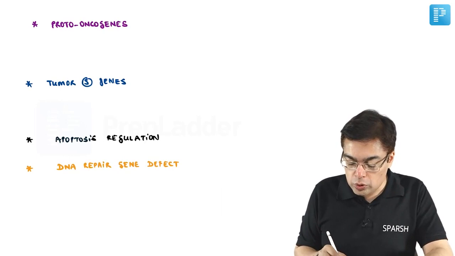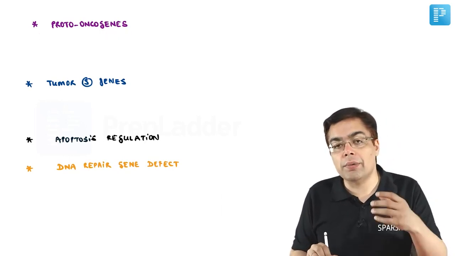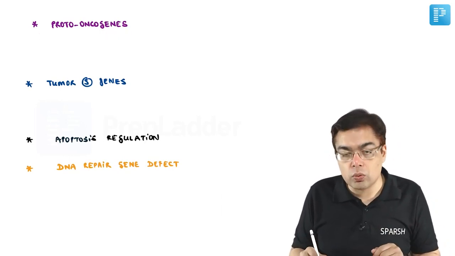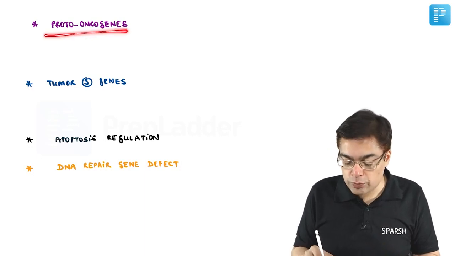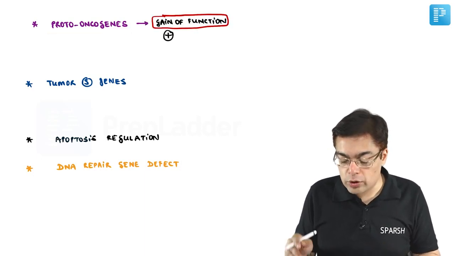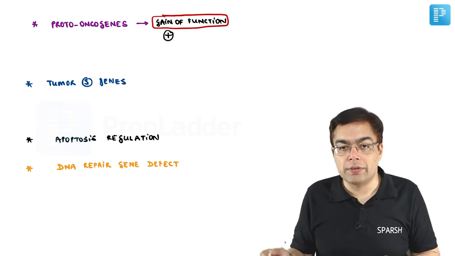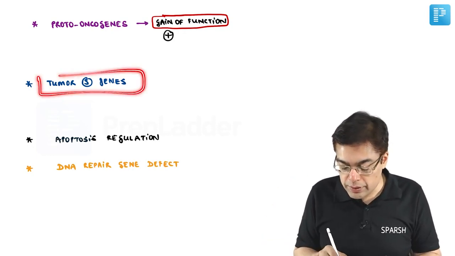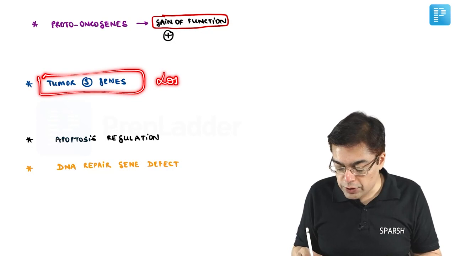Whenever we are talking about proto-oncogenes, as and when they get mutated, they become overactive and get converted into oncogenes. So what we find in the case of proto-oncogenes is that there is going to be a gain of function so far as the development of cancer is concerned. With respect to tumor suppressor genes, there is going to be a loss of function in them.